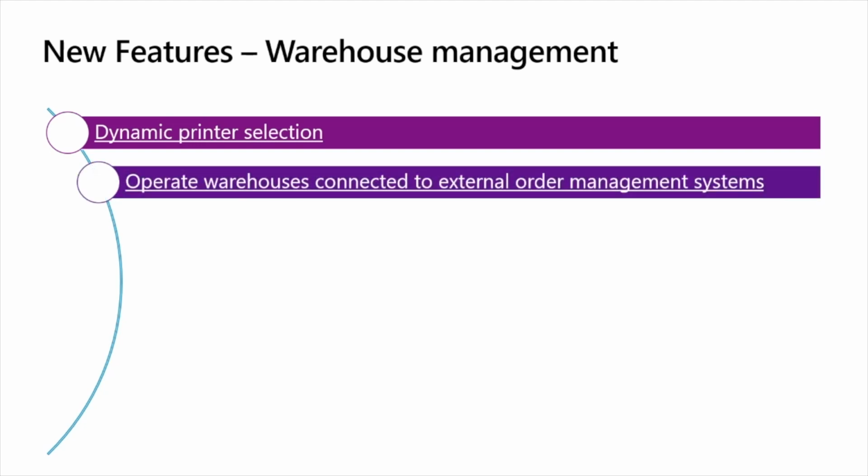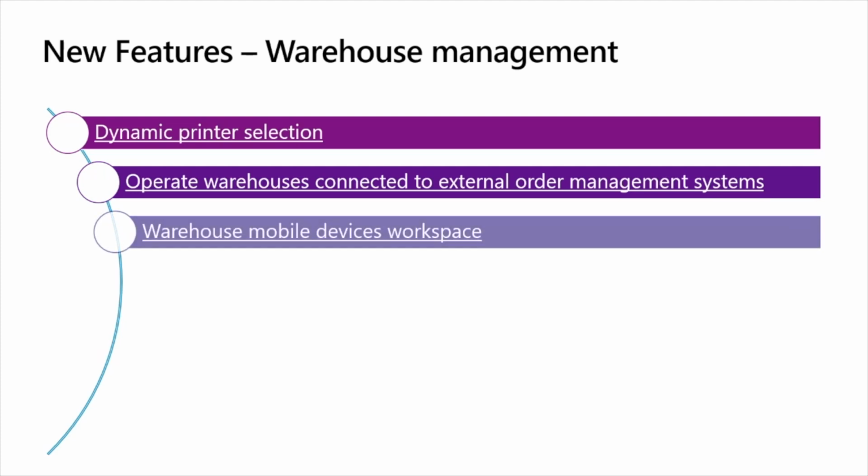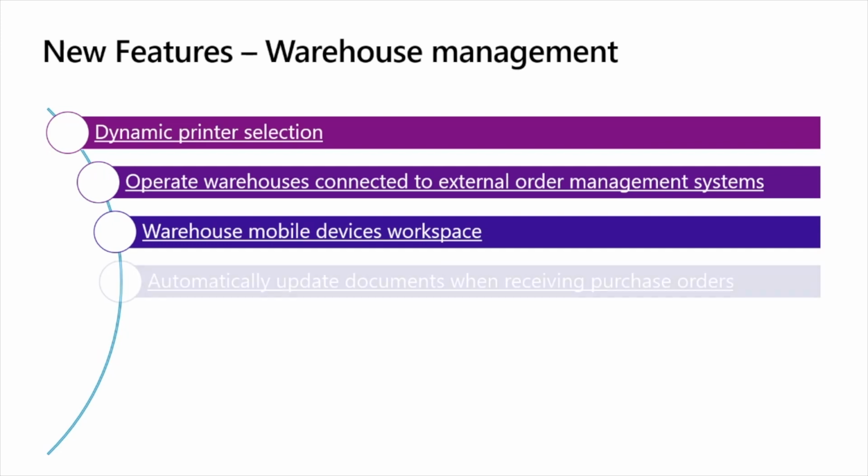Our next feature is operate warehouses connected to external order management systems. And this is our new warehouse management only mode solution, and we will be taking a deeper look at this in the next section. The warehouse mobile devices workspace lets you monitor the health and license status of all the handheld devices that are used in your warehouse.